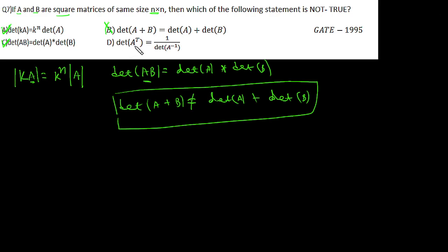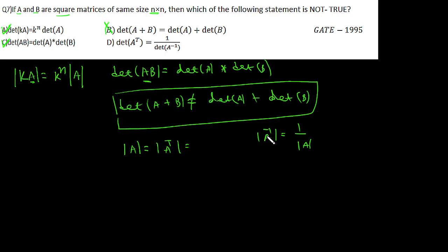Option D says the determinant of A transpose is the same as 1 upon determinant of inverse. Here we know that the determinant of A will be exactly the same as the determinant of A transpose, and we also know that the determinant of any inverse matrix is simply the inverse of the matrix determinant. So here we have this property.